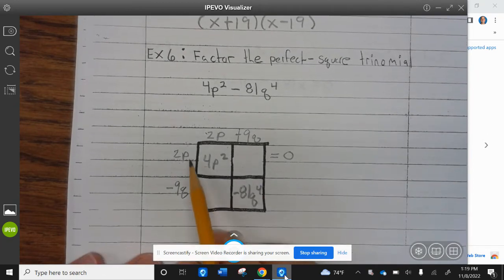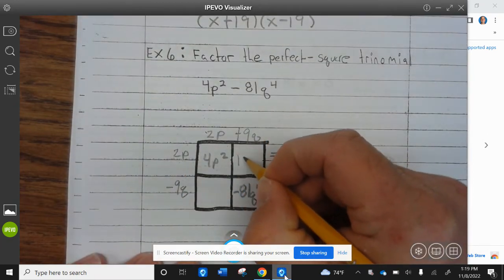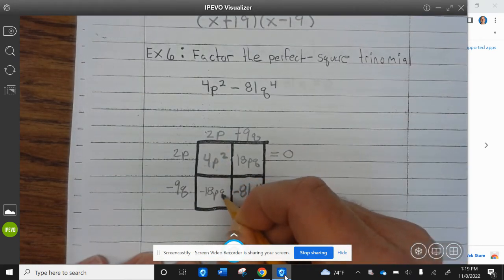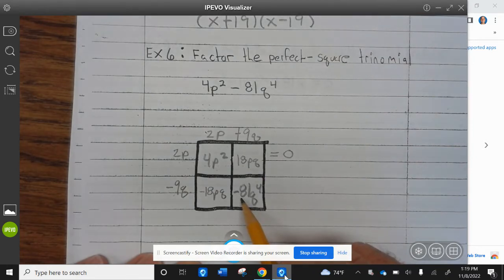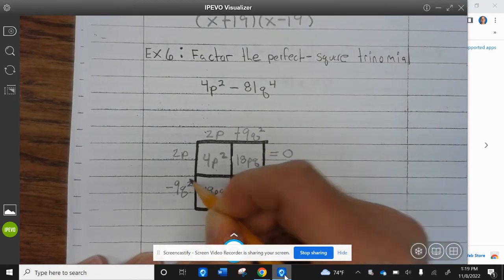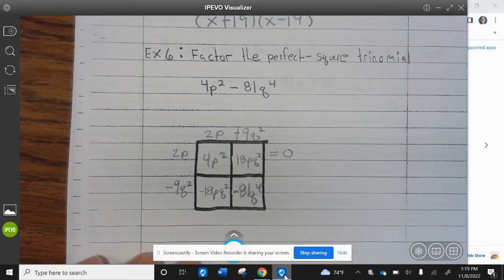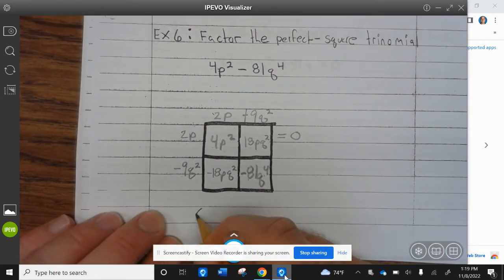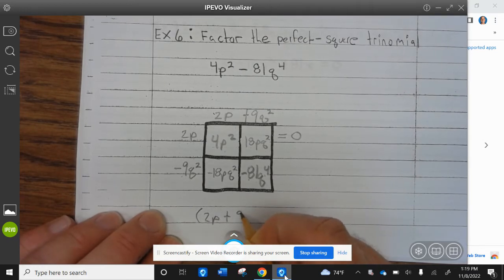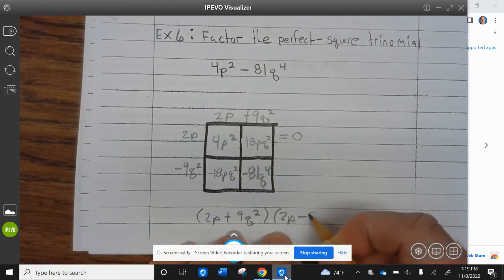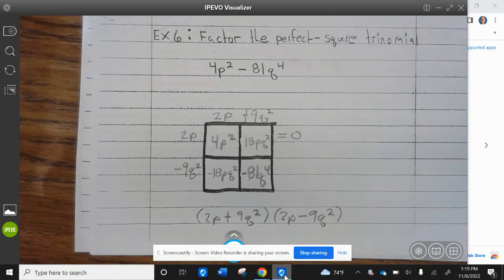2p times 2p is 4p squared. 2p times 9 is 18pq, and negative 18pq. Negative 81. Wait, to get to the 4th, this needs to be squared. So that's q squared, q squared. So our factors are 2p plus 9q squared times 2p minus 9q squared. All right, go ahead and finish up example 6.